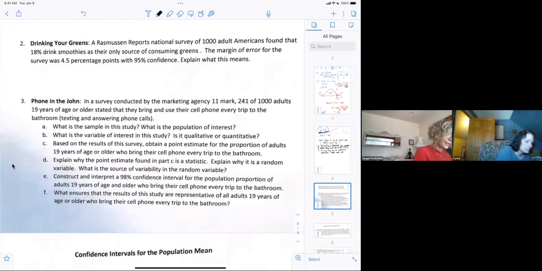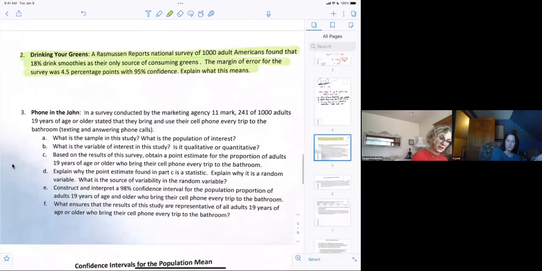Number 2 says, a Rasmussen report national survey of 1,000 adult Americans found that 18% drink smoothies as their only source of consuming greens. The margin of error for the survey was 4.5 percentage points with 95% confidence. Explain what this means. So let's dissect a few things.